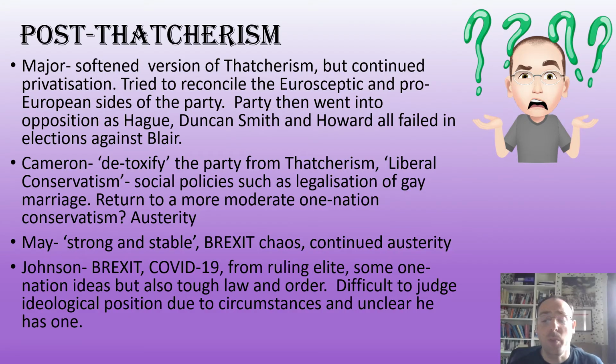And then from 97, the party went into a period of opposition, and we see a quick turnover of leaders in Hague, Duncan Smith and Howard, and it's difficult to really pin them down in terms of having particularly strong ideological differences or exactly what they would have done, because none of them ever achieved power, which is very unusual for Conservative leaders.